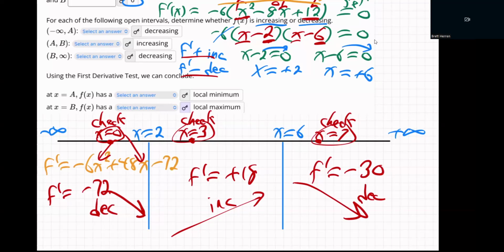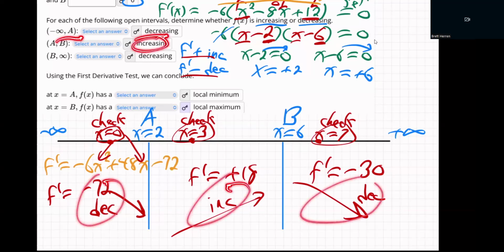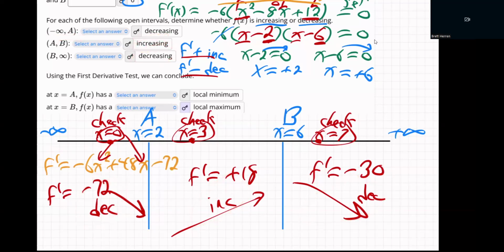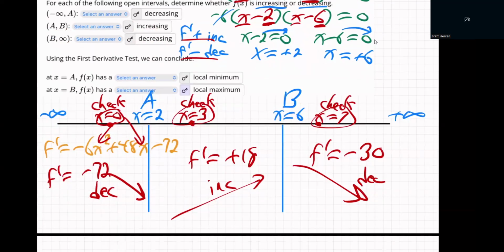So they want to know what are the intervals. Yeah, the first interval, negative infinity up to A. This is A. I'll put down the A and B. This is A here. This is B here. So from negative infinity up to A, it's decreasing, and it's increasing in the next section, and it's decreasing in the last section. Okay, now they want us to conclude.